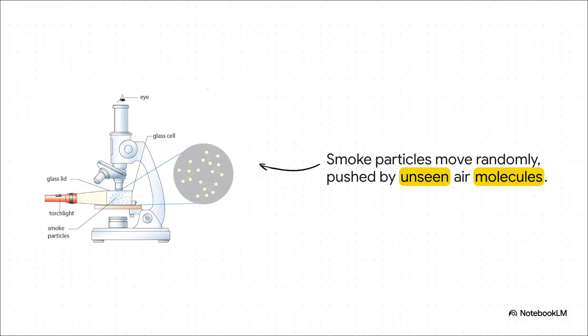This is how we can actually watch it happen. If you look at smoke particles under a powerful microscope, you can't see the air molecules themselves. They're way, way too small. But you absolutely see their effect. You see the bigger smoke particles getting shoved and knocked around, moving in this chaotic zigzag path. Every single turn is because it just got bombarded by a bunch of unseen air molecules. This is the smoking gun. It's visible proof of that invisible world.